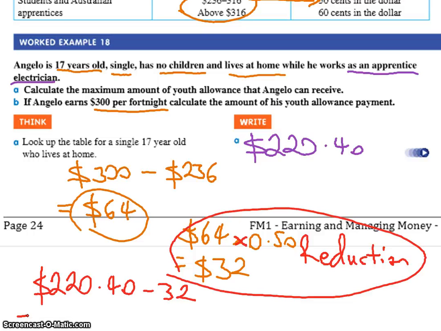Okay, so what's $220.40 minus 32? $188.40. Okay, so that's how much he gets of youth allowance. He still gets his normal $300 pay as well, but that's the youth allowance. So the maximum he could have got was $220.40, but they reduced it by 50% of the amount he was earning over the 236.